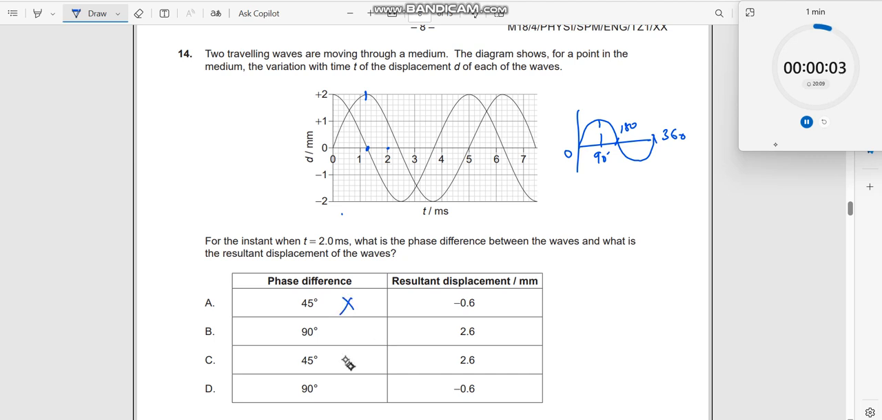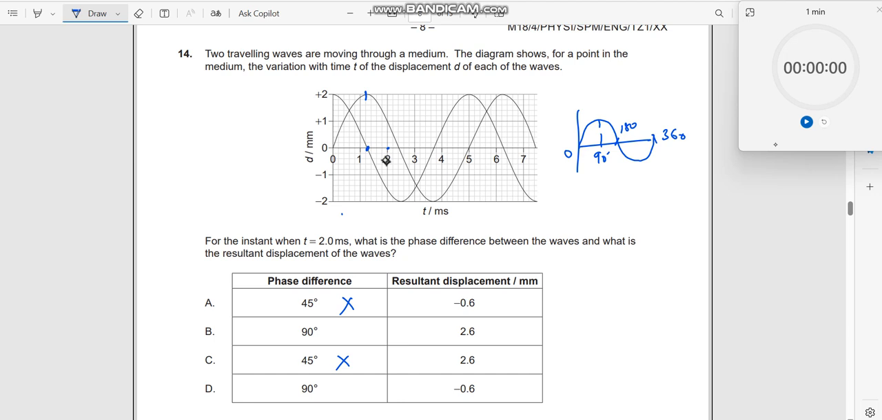So definitely these two are incorrect. Now, amongst these two, we need to check which one is the right one. One thing that you observe here, both of them are having minus 0.6. Sorry, here 2.6 and minus 0.6. So you have two of these values. We need to determine it. Now, resultant displacement is asked, not path difference.